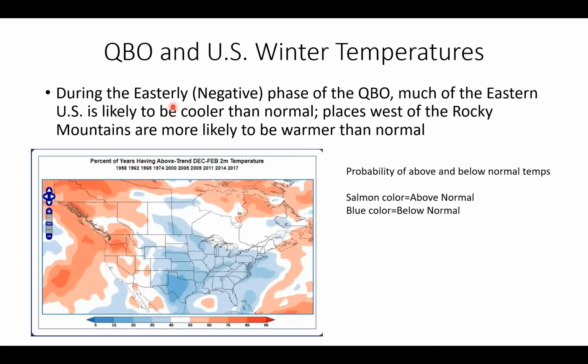So during this easterly or negative phase of the QBO, much of the eastern U.S. is likely to see cooler than normal temperatures during the winter season between the months of December and February. Meanwhile, if you're west of the Rocky Mountains during the easterly phase, here along the U.S. West Coast, you typically see warmer than normal temperatures or a higher probability of those occurring, specifically here across the Pacific Northwest with this darker salmon color.